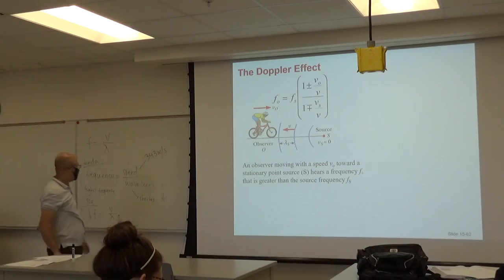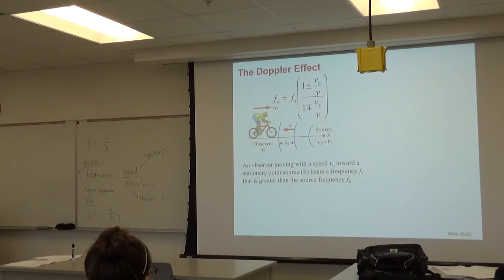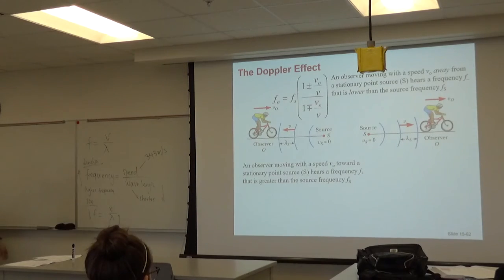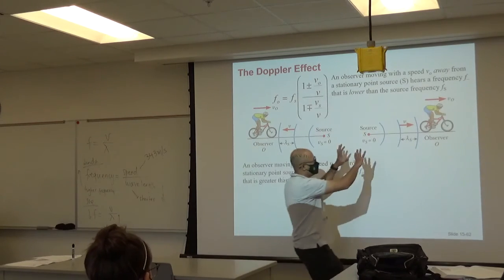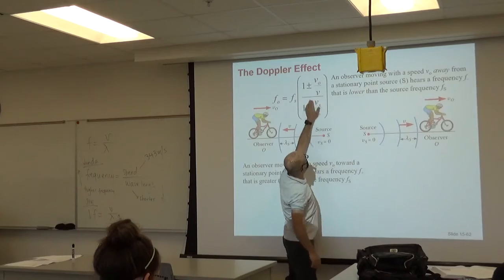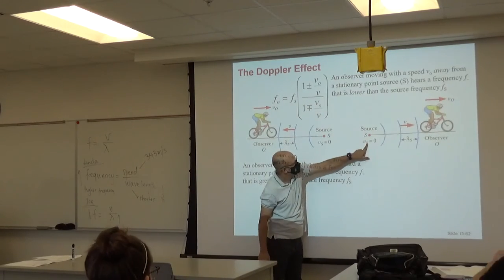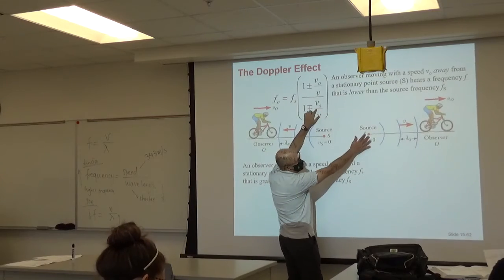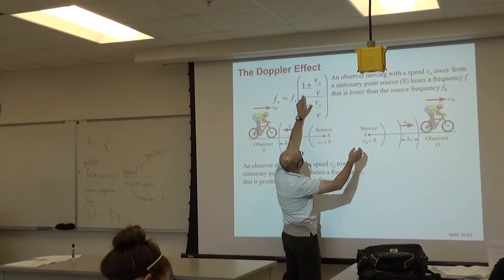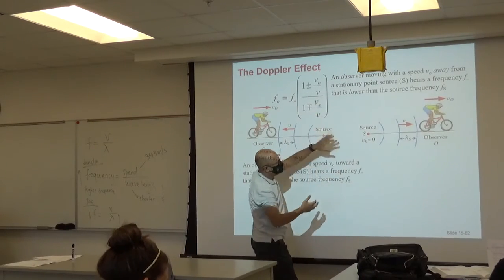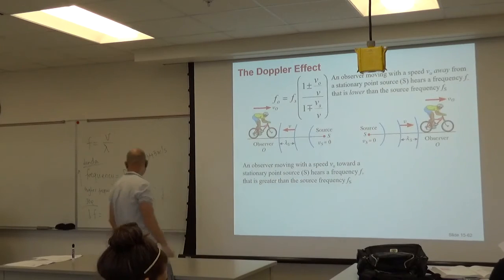Now if the observer is moving away from the source, we use minus. Again, for this case, Vs would be 0 because the source is at rest. And what you get is 1 minus V naught over V. That would be the formula for that one.